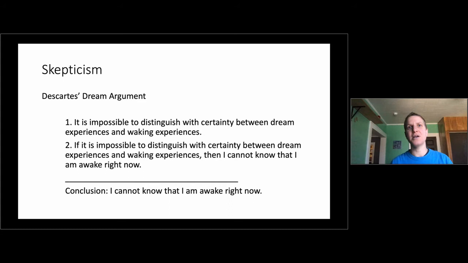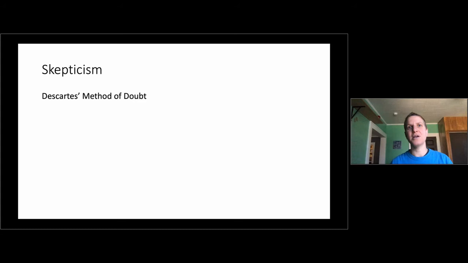Now, I said Descartes was not a skeptic, right? He's trying to present the strongest case for skepticism that he can, so that he can show that even the strongest case for skepticism can be defeated. In order to understand his methodology, I want to say a little bit more about it. Descartes here is using the method of doubt.